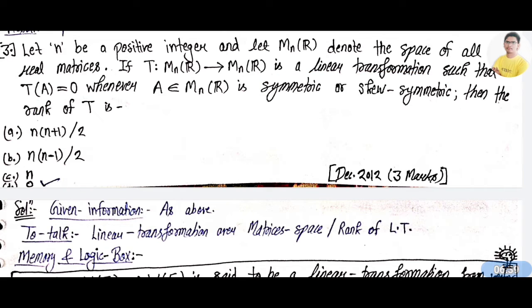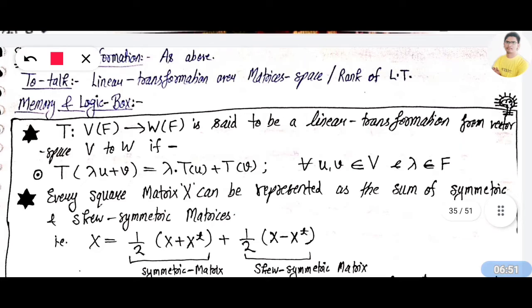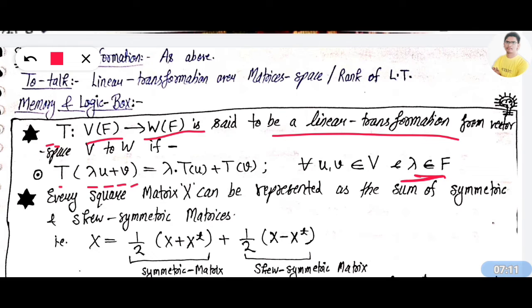And what about this special linear transformation? It will map all those matrices which are either symmetric or skew symmetric to 0. And you know the basic definition of linear transformation. If T is a linear transformation from a linear space V over F to another linear space W over F, where lambda is your scalar, it comes from the field, and u and v are vectors, elements of your vector space V.